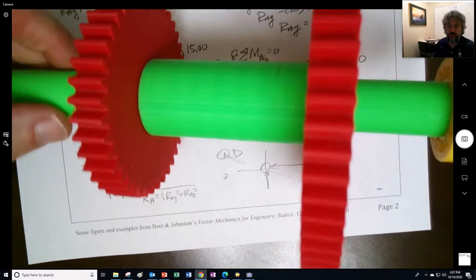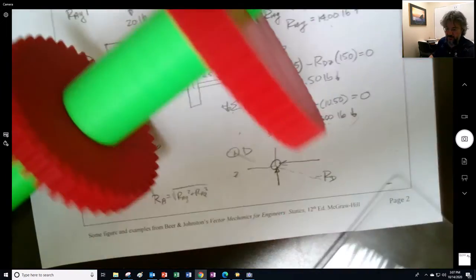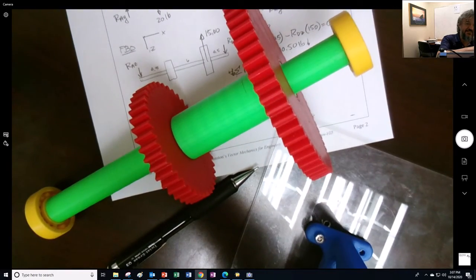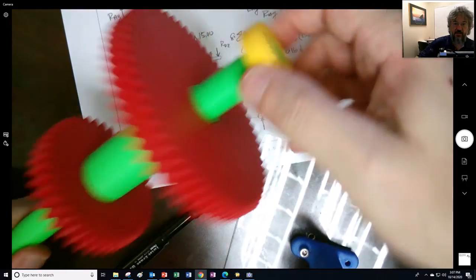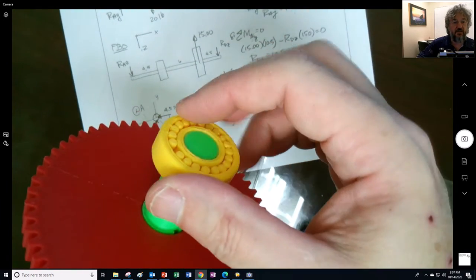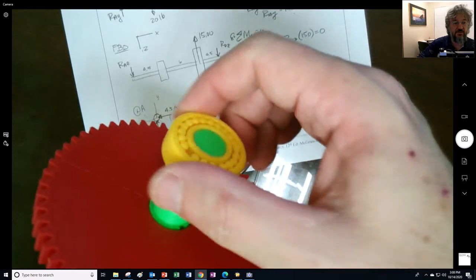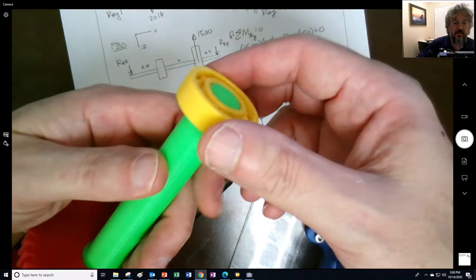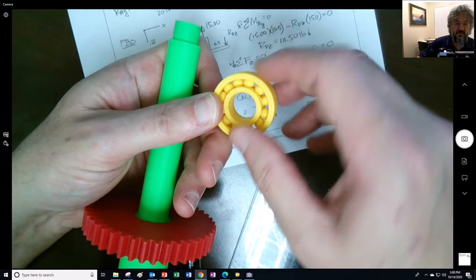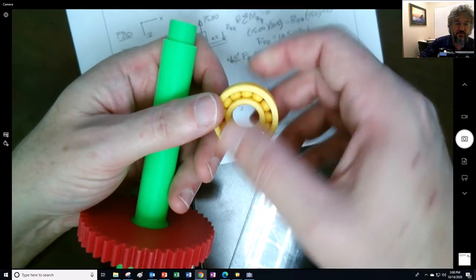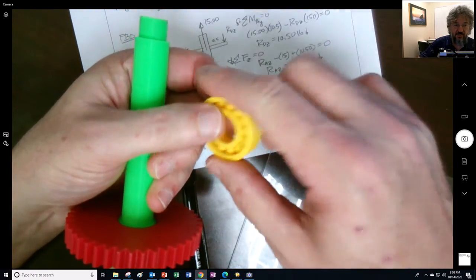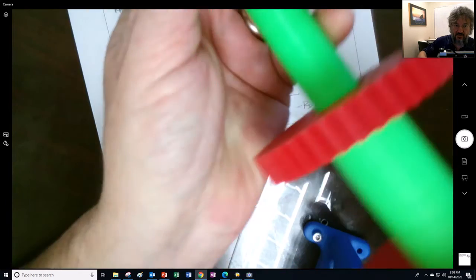So right here is a shaft, 3D printed, and right here are bearings on the ends, and I 3D printed these bearings too. These are actually little cylindrical bearings, which look like little dumbbells. Here, this is actually a ball bearing, and I 3D printed the little balls in here, but these would normally be made out of steel. But you can get the idea that they allow for spinning.